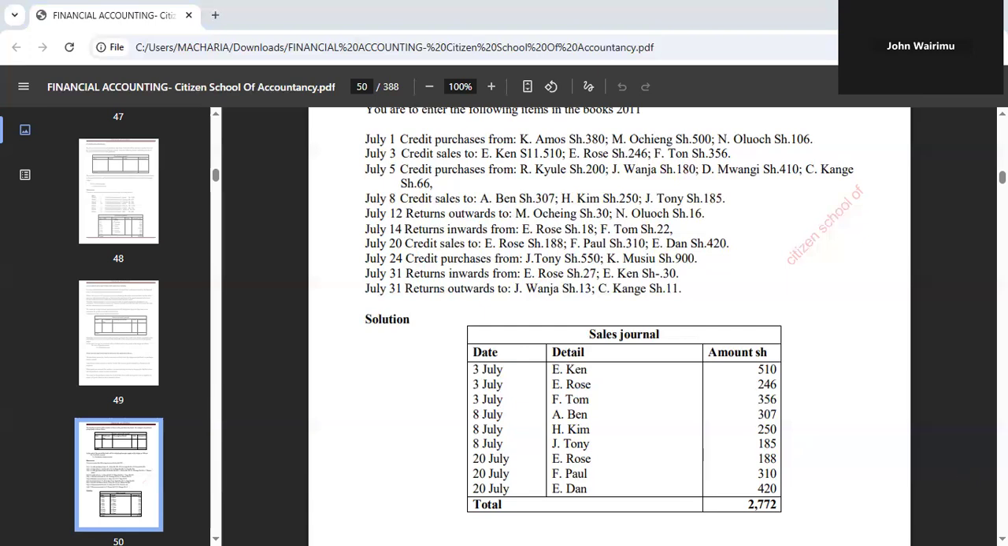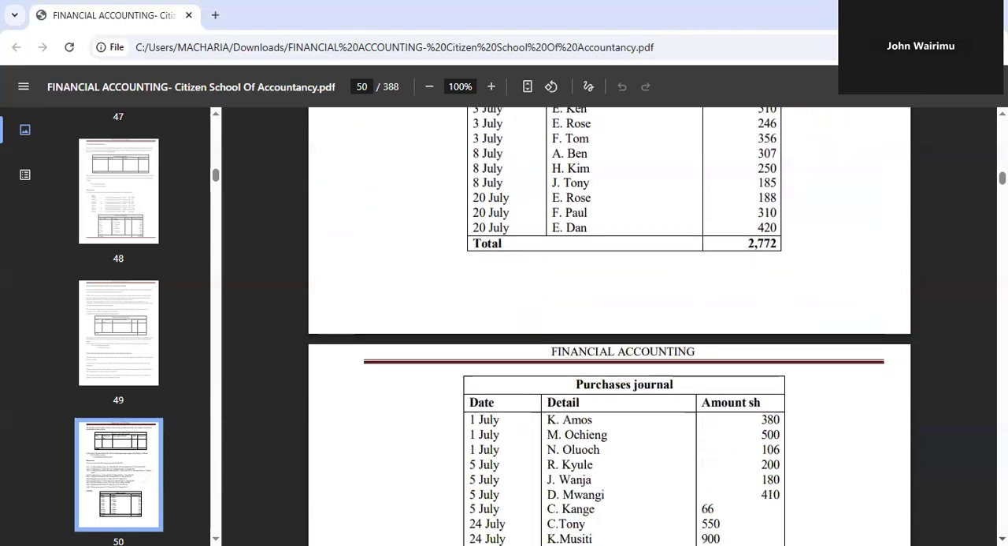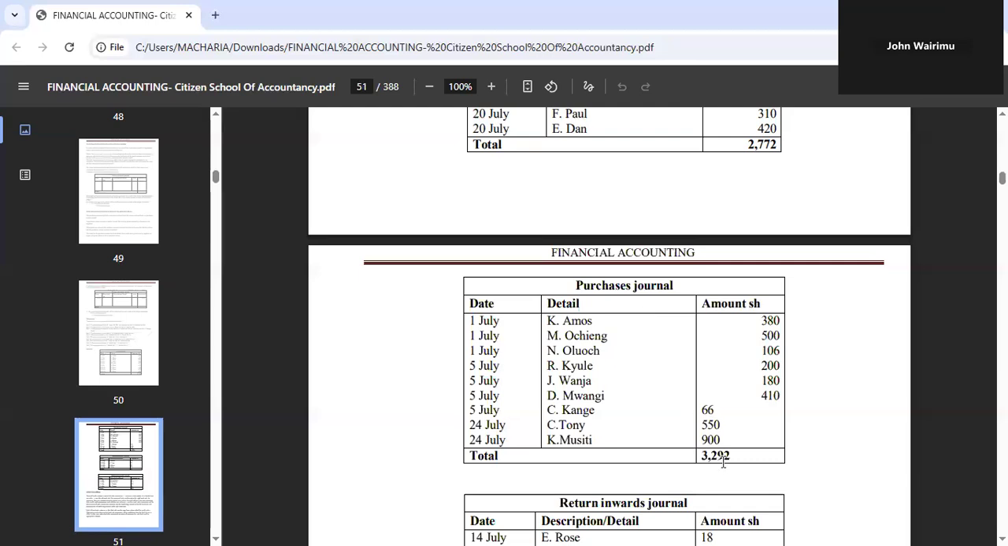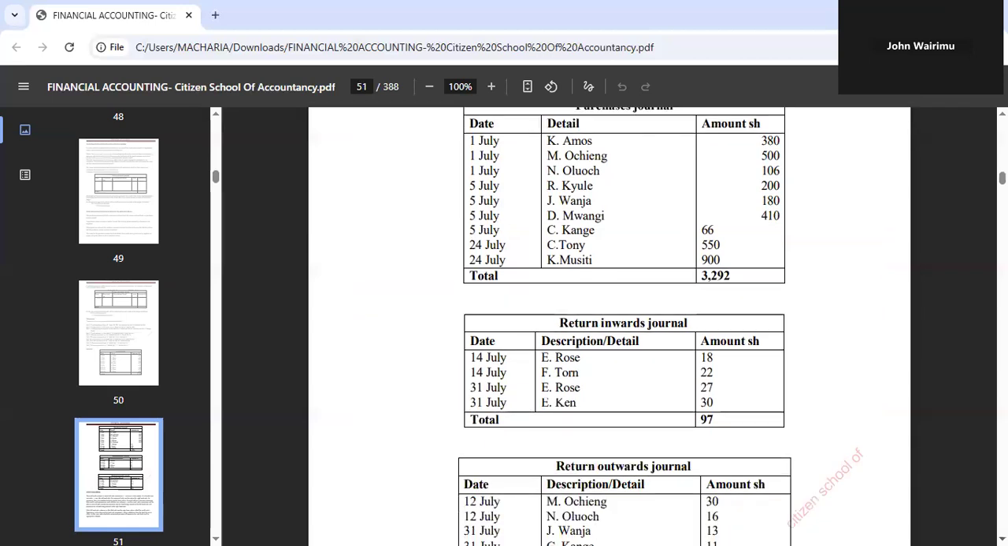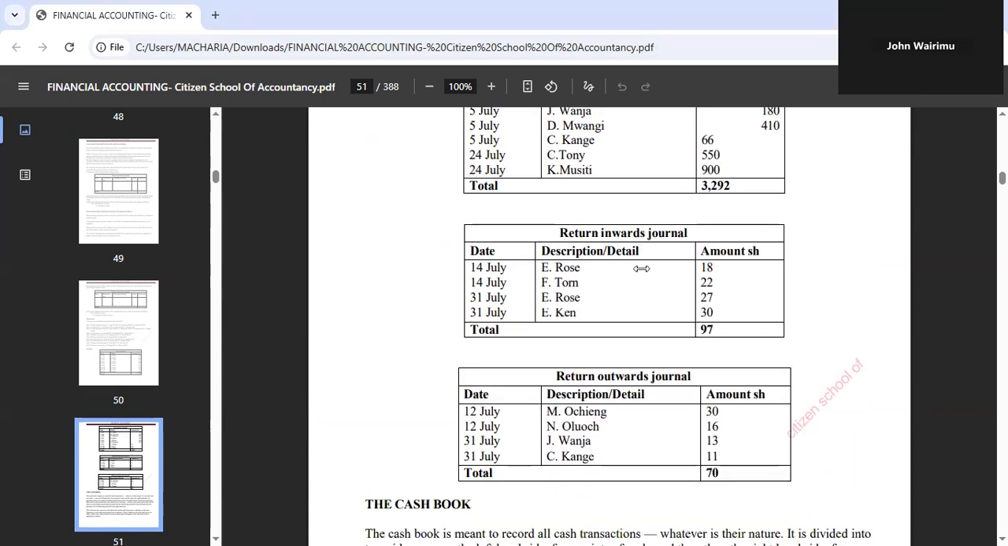Now, the remaining 3, we have purchases journal. These were the figures. Then return inwards, 97. Ben, you okay? What did you give me as purchases journal? Did you get that 292? Ben, what did you get as purchases journal? Correct. That 292, then 97. The other one you got 70. Correct. So Ben, basically that area you got everything in that particular part.